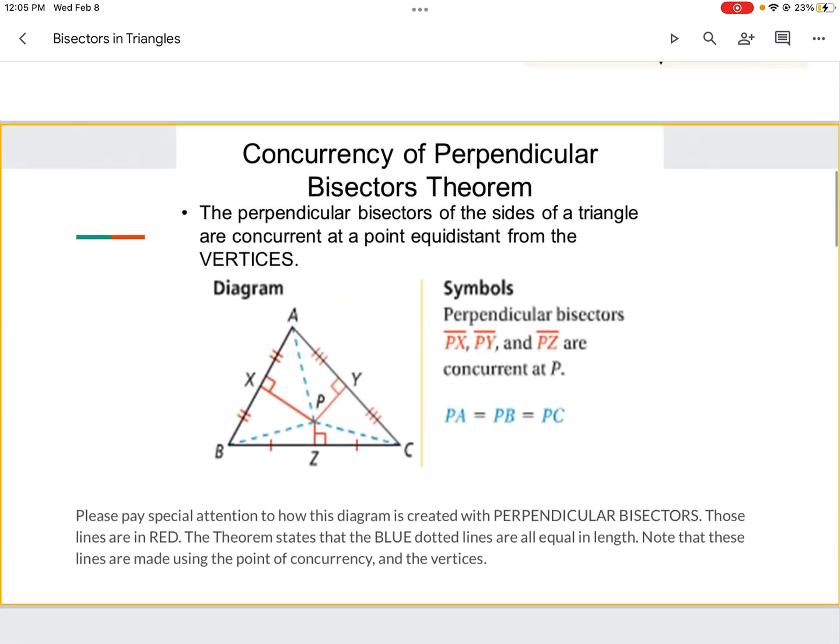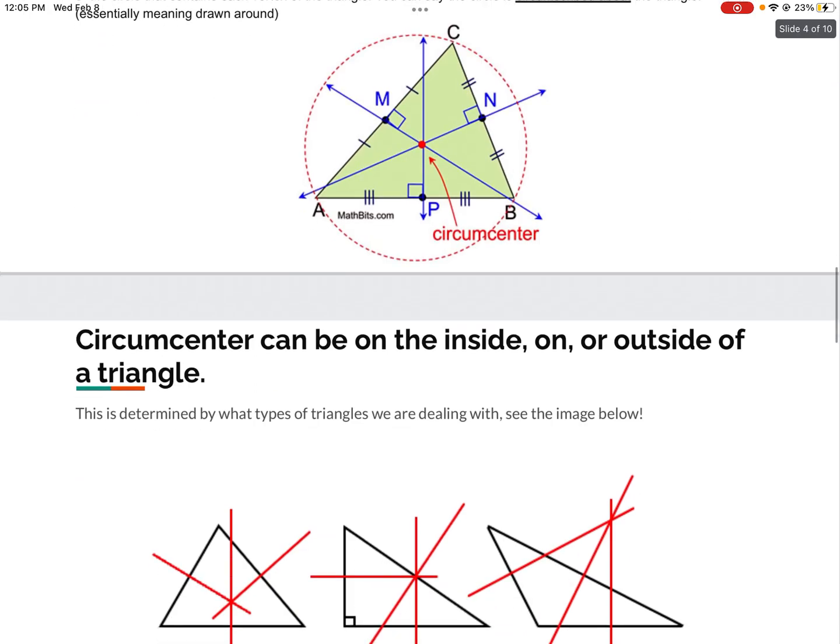If we pop back up here and look at our concurrency of perpendicular bisectors theorem, we know that if we have a circumcenter, which we do, since we're talking about perpendicular bisectors, the distance from that circumcenter to the vertices is going to be congruent. That's why we have PA equal to PB equal to PC.